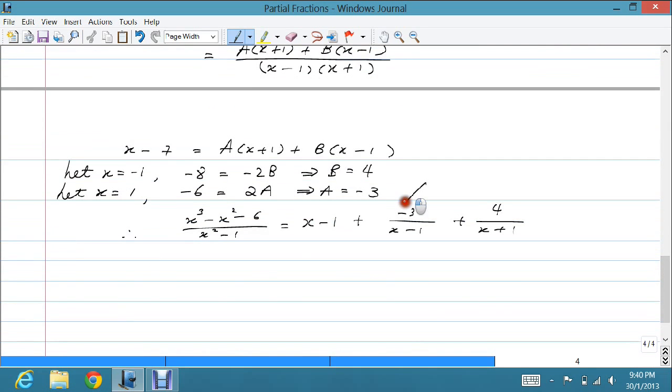Since this is negative, I can rewrite this as x minus 1 minus 3 over x minus 1 plus 4 over x plus 1. So this is the partial fraction.